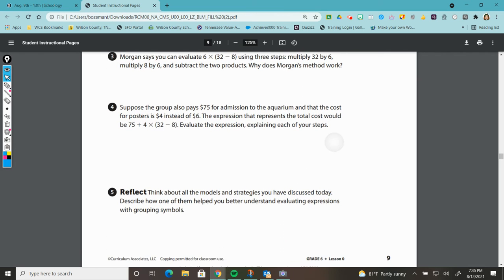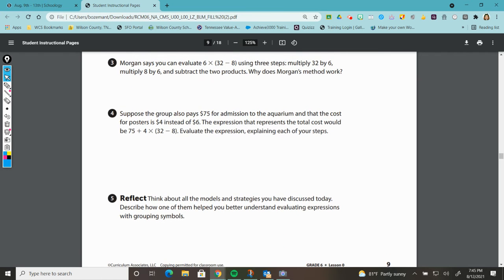Let's take a look at number 3. Number 3 says, Morgan says you can evaluate 6 times 32 minus 8 using 3 steps. Morgan says you can multiply 32 by 6, multiply 8 by 6, and then subtract those two products.